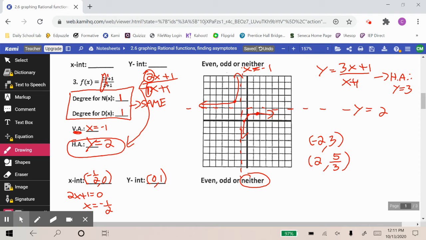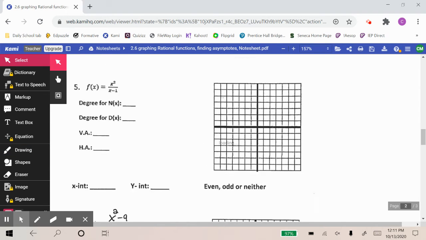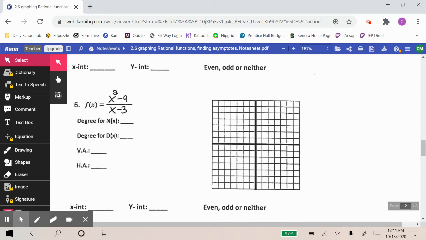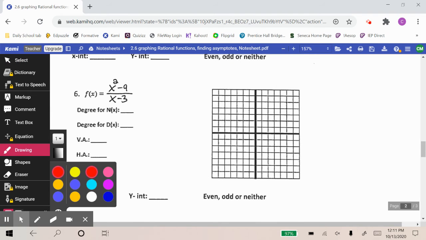Okay, I'm going to go to the next case, which I'm going to skip down to, the last one, number 6. This is where the degree is going to be bigger in the top, in the numerator. All right, so let's move this down. Let's go to number 6. The degree is bigger up top. The degree is 2, and in the bottom, the degree is just 1, right? Because it's x minus 3.